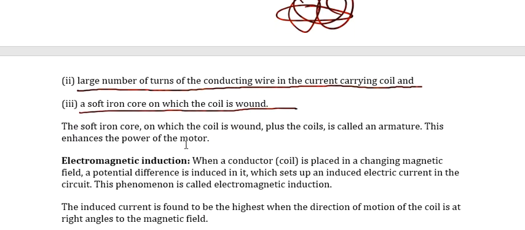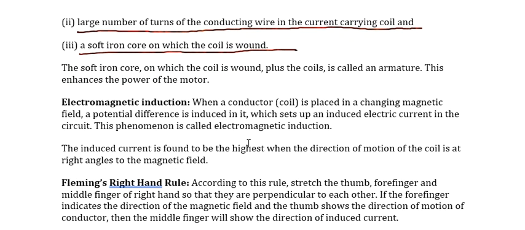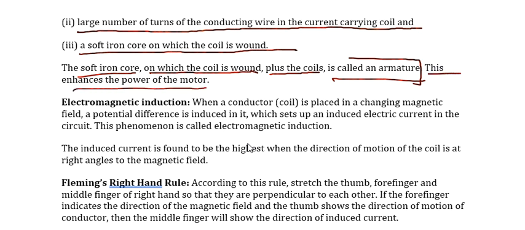The soft iron core on which the coil is wound, plus the coils, is called an armature. It is also an important point. This enhances the power of the motor. What is the function of the armature? It enhances the power of the motor, right?